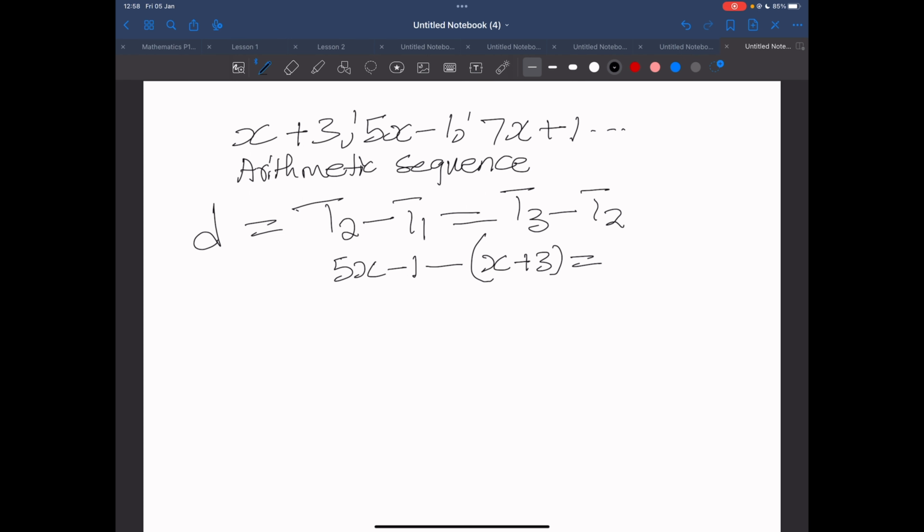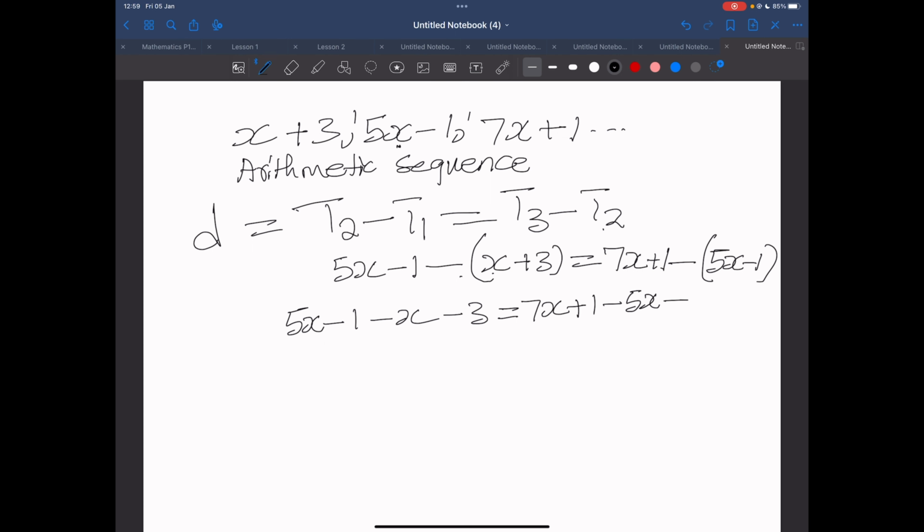This equals term 3, which is 7x plus 1, and then we are subtracting term 2, which is 5x minus 1. We should remember to make a bracket. Now we can remove the brackets: we have 5x minus 1, then a negative times x is negative x, and negative times 3 is negative 3, equals 7x plus 1, and then removing this bracket, it's minus 5x plus 1.